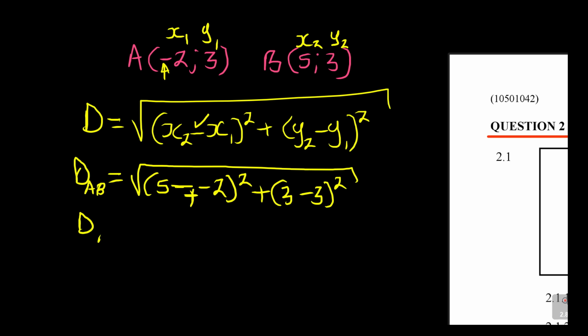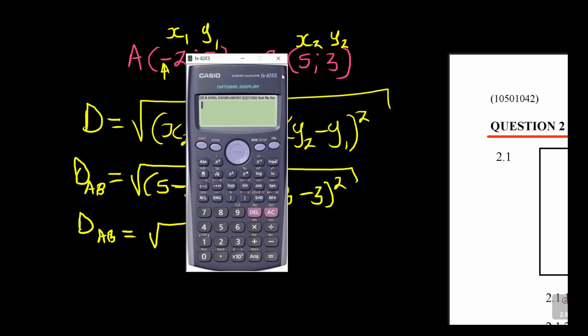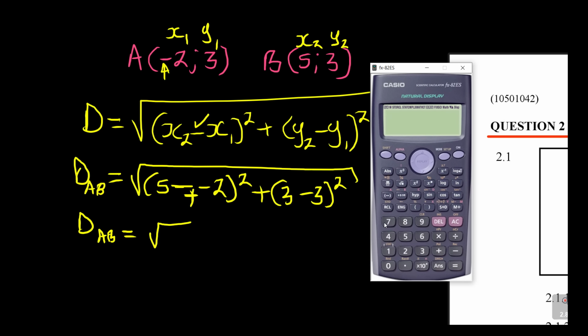So d of AB is equal to square root, but now when you're doing this one, you just need to write the final answer. They said leave your answer in surd form, so it's square root of bracket 5 minus negative 2 squared, and then plus 3 minus 3 squared. In as much as it is going to give us 0, it's giving us the direct answer there, which is 7.